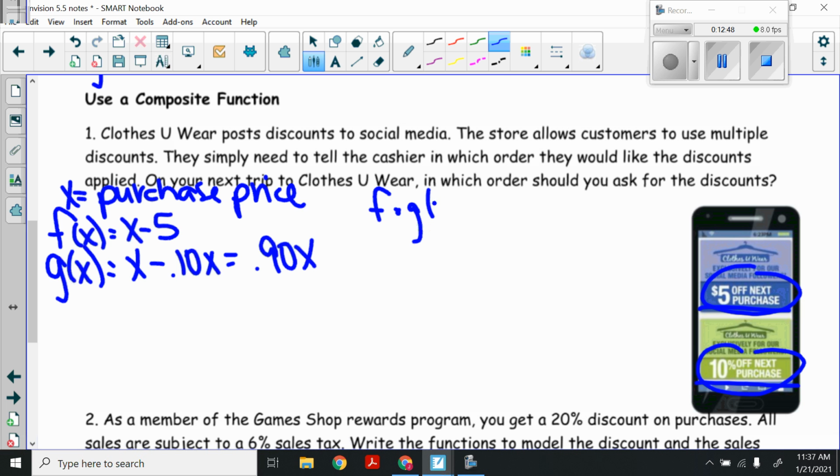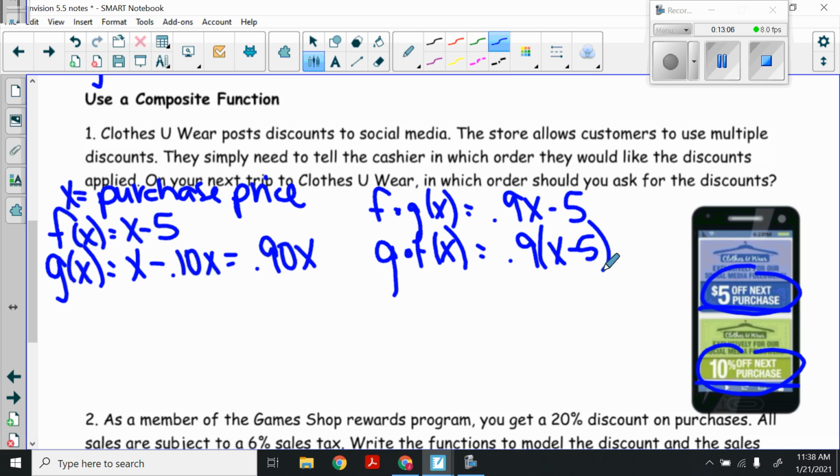So let's do the compositions of the two. Let's say we did f of g of x first. We would do 0.9x minus 5. Let's do g of f next. I would do 0.9 times x minus 5, which gets me 0.9x minus 4.5. If you can't tell by looking at them which is a better deal, pick a price to test.